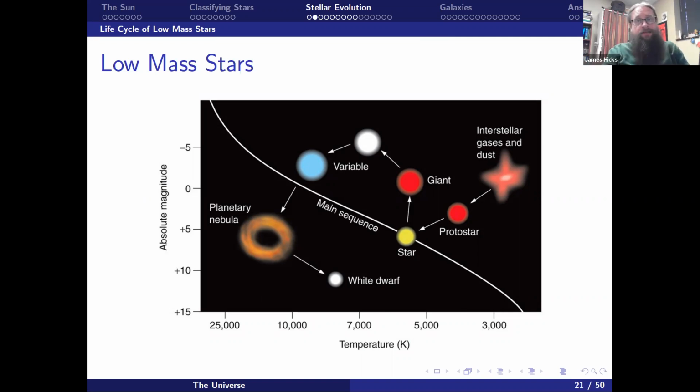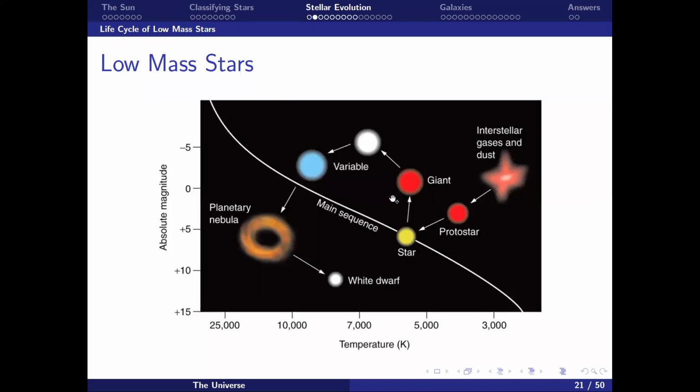And when it hits the red giant phase, that balance is lost. And what you have happening is you lose the gravitational balance and the star can expand outwards. But as it does that, it cools down. And as it cools down, it changes color. So the red giants are much cooler than the stars on the main sequence.